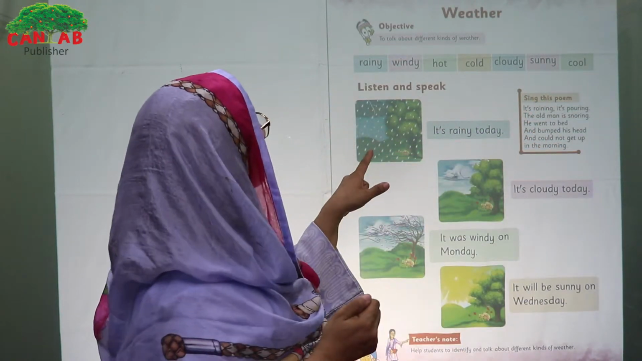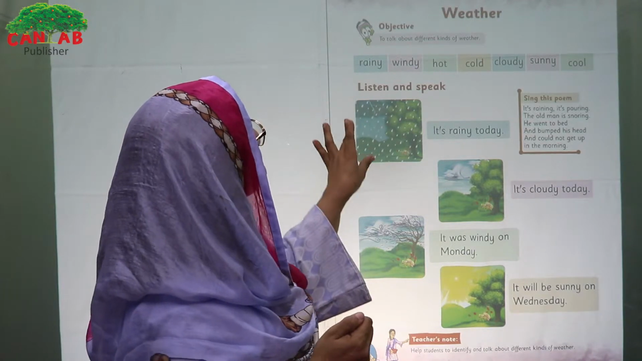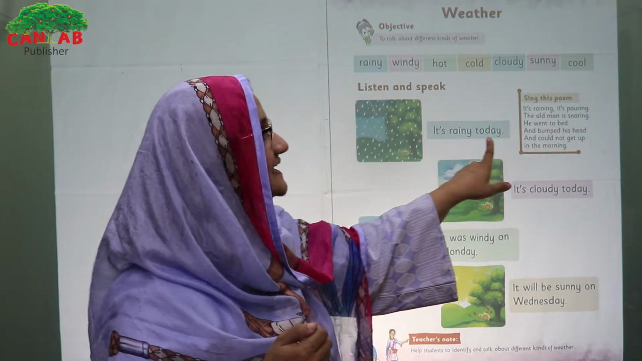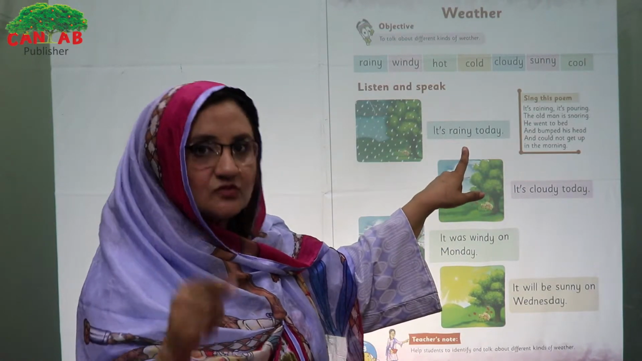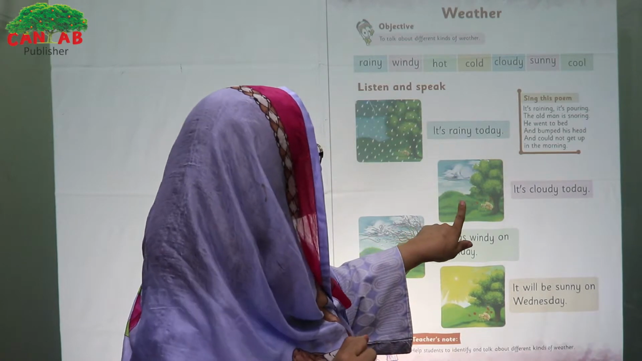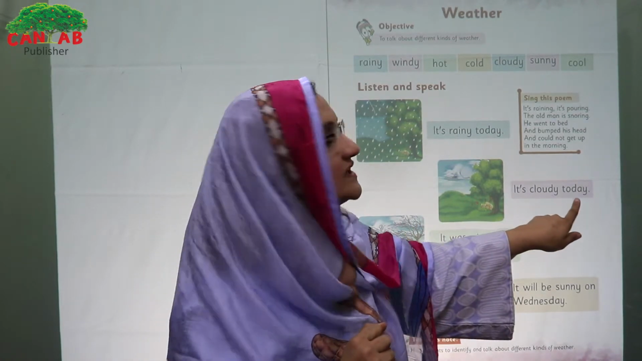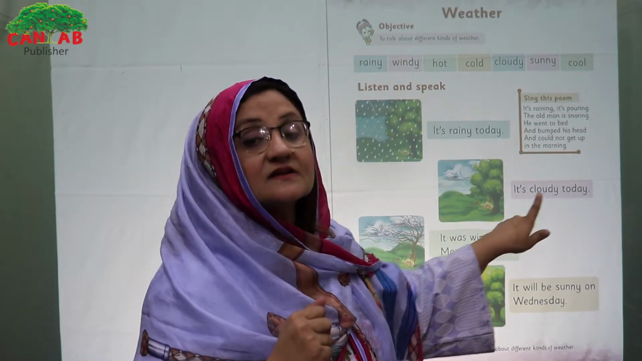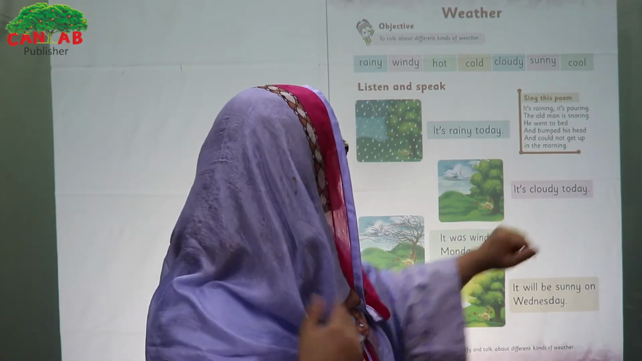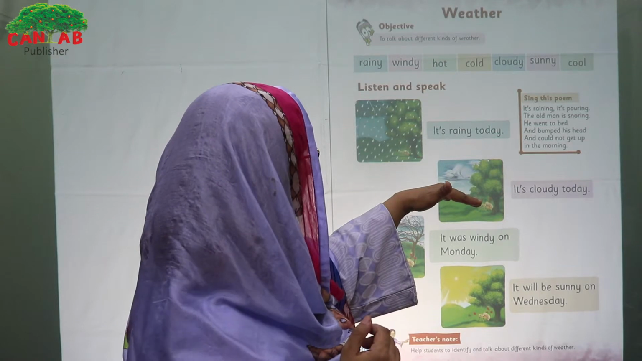Students, look at this picture. It's showing that it's rainy today. It's rainy today. Now encourage them to talk about the rainy season. Then ask them to look at this picture. It's cloudy today. It's cloudy today. Encourage them to read this sentence and then talk about this picture.